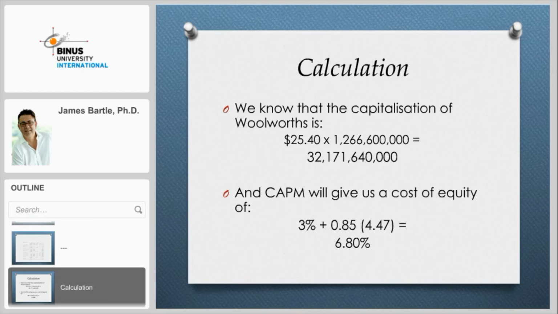If you look further closely at note 24, they do talk about Woolworths notes, but they are not a debt instrument, nor are they preference shares. When we look at the annual report, as we mentioned before, we know that there are 1,266,600,000 shares on offer. They're the ones that are being traded on the exchange. And when you calculate that out, we find that the market capitalisation of Woolworths is $32,171,640,000.